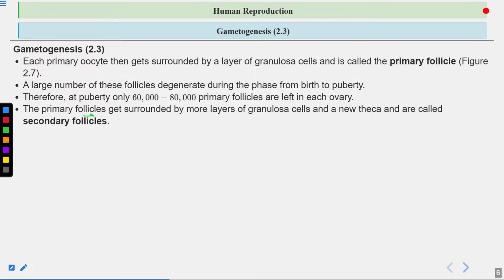Now, the primary follicles get surrounded by more layers of granulosa cells and the new theca and are called the secondary follicles. So, from the primary follicle, now secondary follicle develops. How is the secondary follicle developing? When the primary follicle gets surrounded by more layers of granulosa cells, it forms the secondary follicle. Now, the secondary follicle also consists of the primary oocyte.